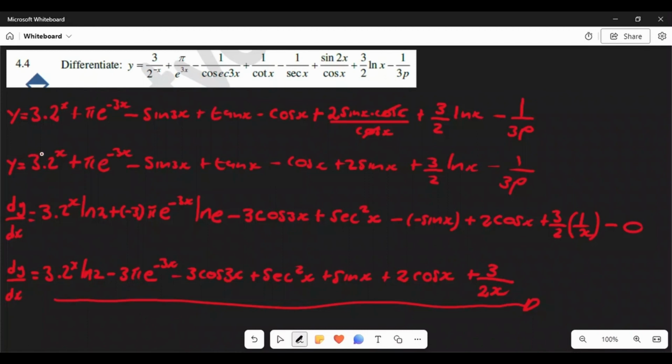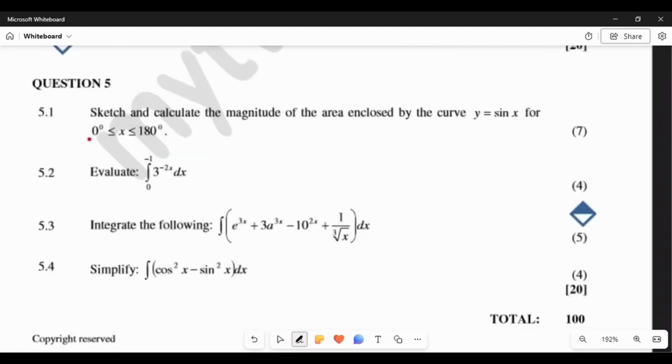So this is the last of question 4. We'll be doing question 5. Right, so this is question 5. So we're going to start with 5.1, where we are required to sketch and calculate the magnitude of the area enclosed by the curve y is equal to sine x for x greater than or equal to 0 degrees, and x less than or equal to 180 degrees.